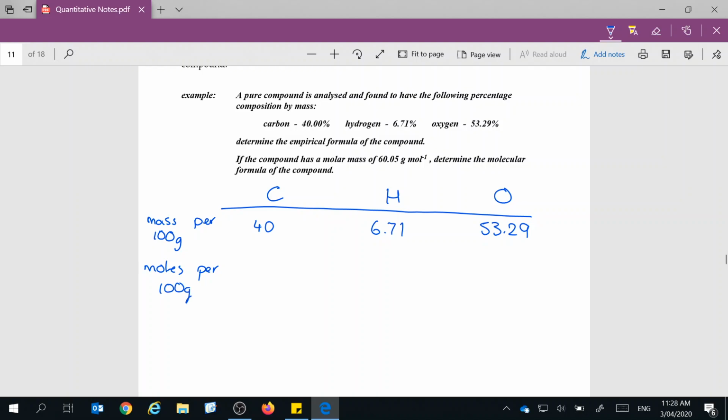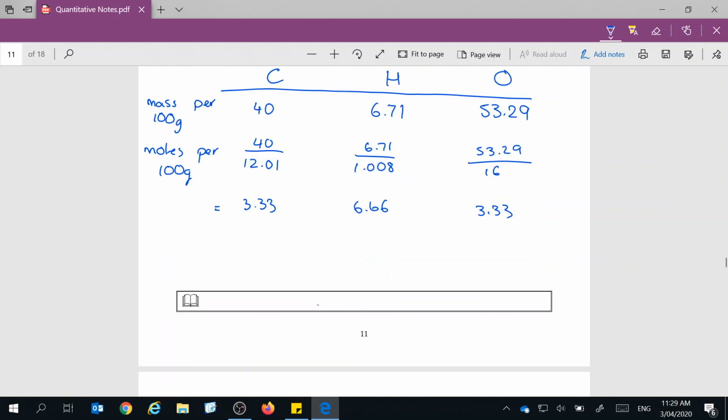So we divide each of them by the molar mass. So 40 divided by 12.01, 6.71 divided by 1.008, and 53.29 divided by 16 gives us 3.33, 6.66, and 3.33.